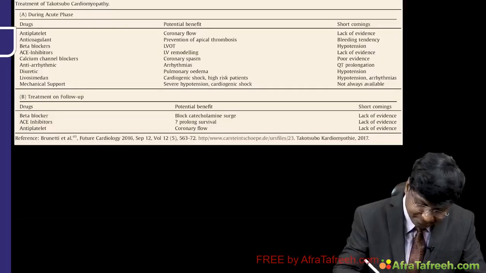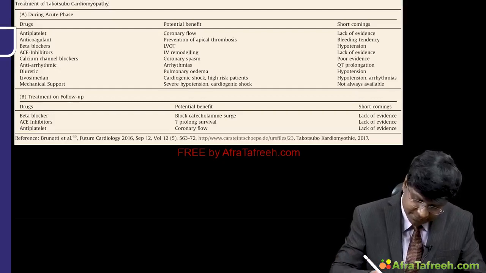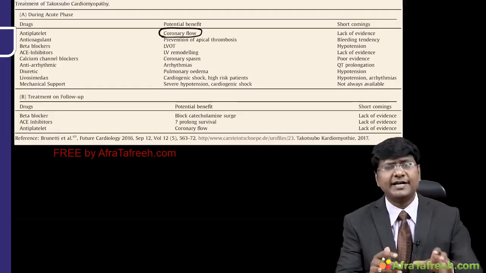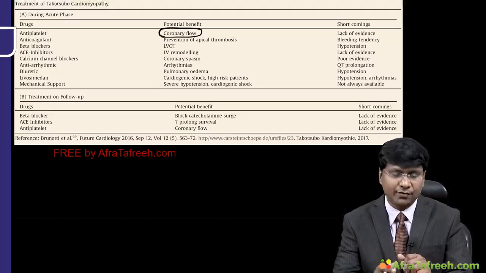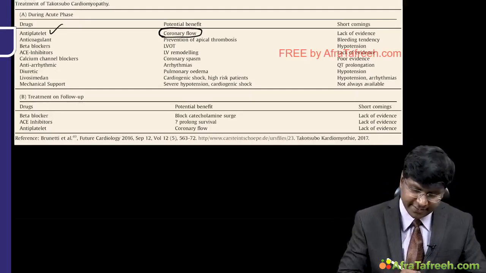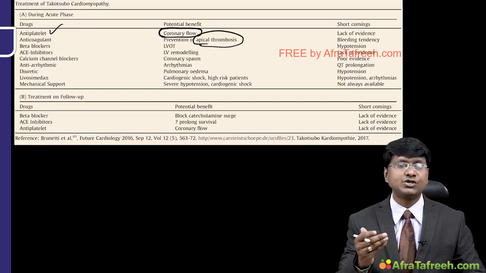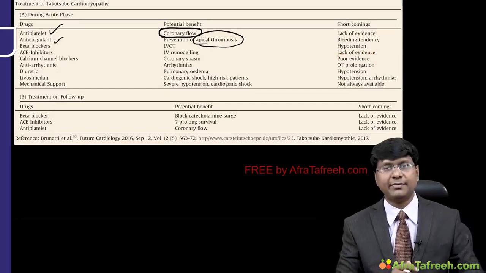So if the individual develops reduced coronary flow, right? What did I tell you? In almost 2 to 10% of individuals, there can be mild atherosclerosis, because of which the coronary flow can be reduced, for which you need to give antiplatelets. And if there is apical thrombosis, where there is a high risk of thromboembolic events, in them you need to give low molecular weight heparin.